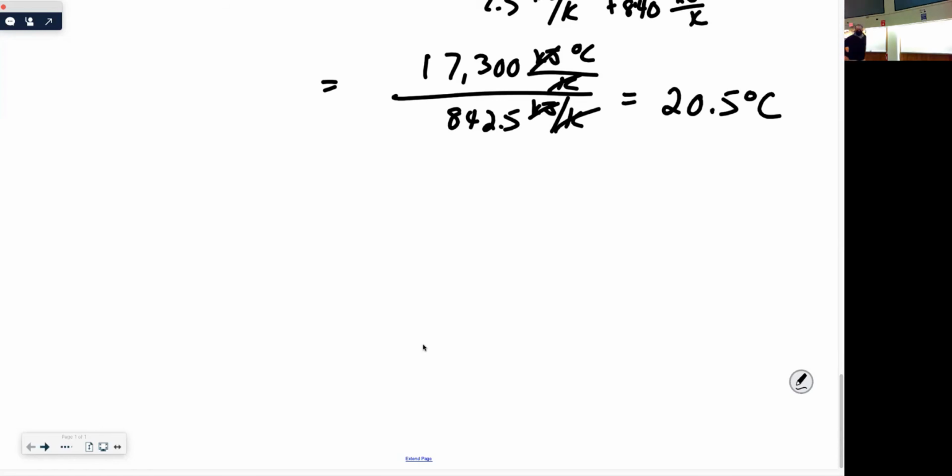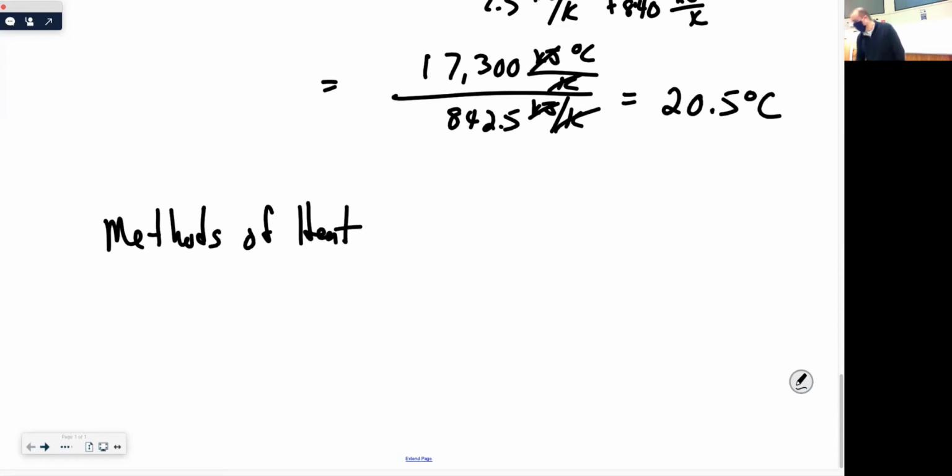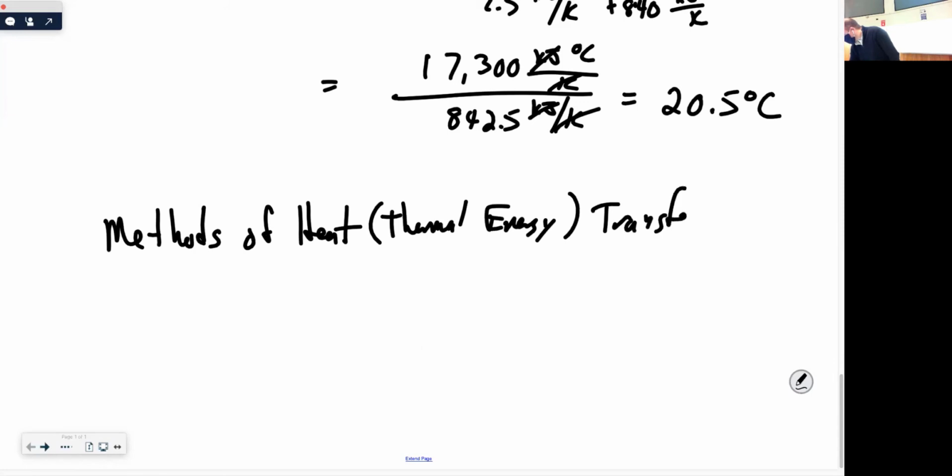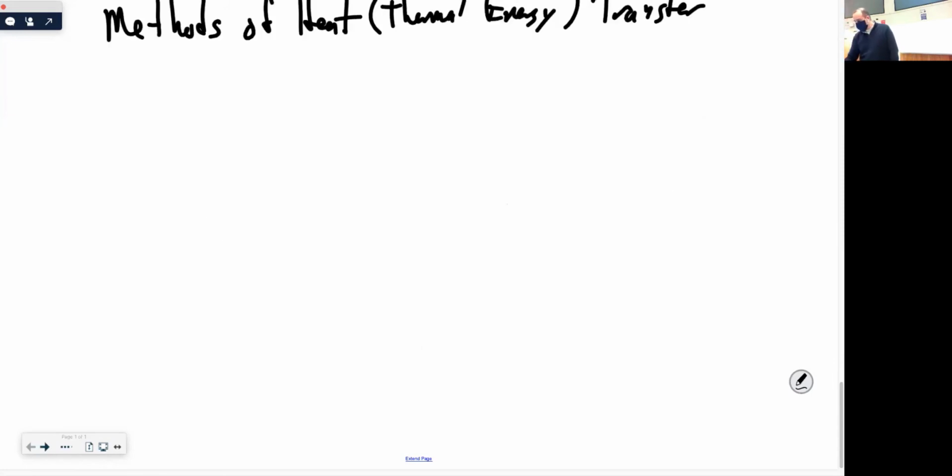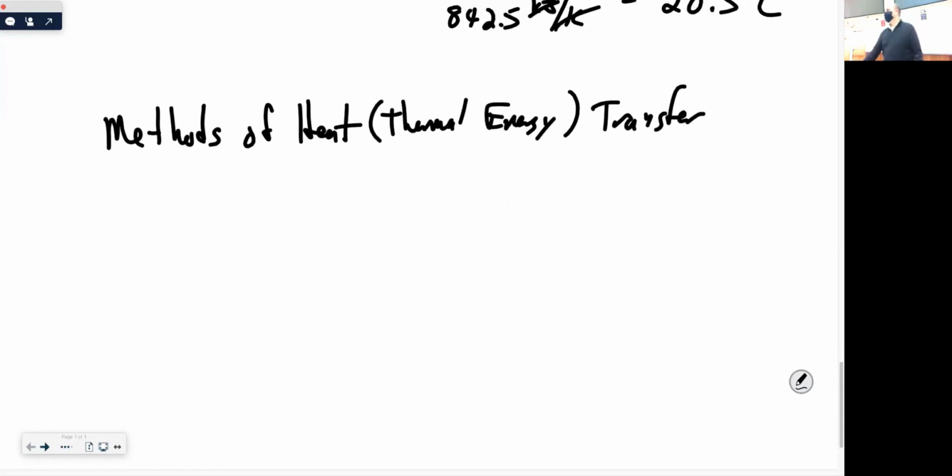So, let's move on to another topic, and that is methods of heat transfer. And anytime I say heat, I really mean thermal energy. It turns out there are really only 3 ways to transfer thermal energy from one object to another object. Does anybody know what one of those 3 ways is? Conduction, yes. And how would you define conduction?